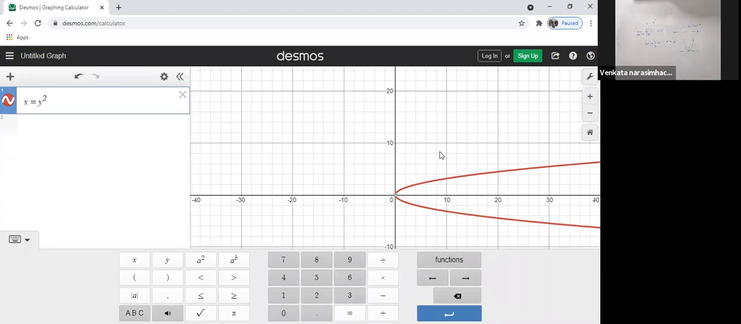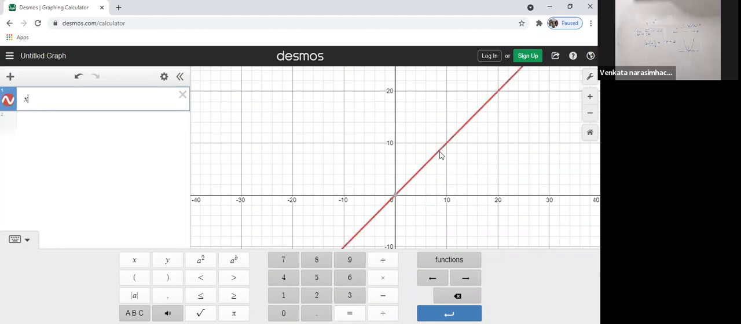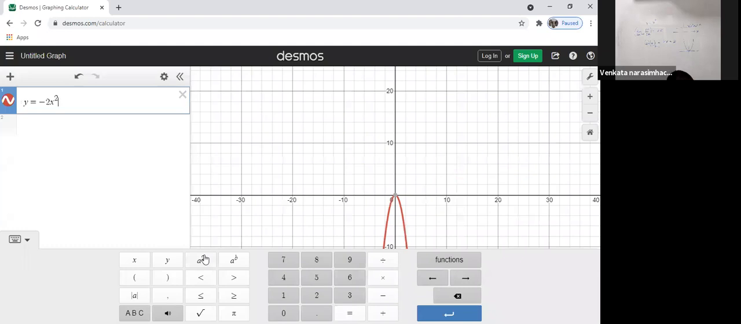Now, for a change, suppose I put y equal to minus 2x square. X square is always positive. Now minus 2 will make the parabola go in the downward direction. Y equal to 2x square, the parabola would have been above the positive x-axis. Y equal to minus 2x square, the parabola will be below the x-axis because of the minus.